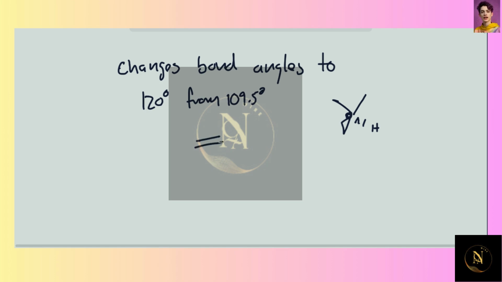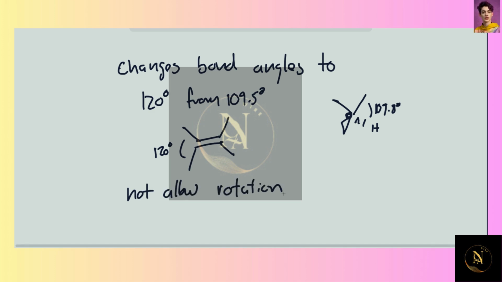Now you've got these double bonds, and everything is 120 degrees instead of 109.5. Also, a double bond will not allow rotation about carbon-carbon bonds, right? So it stops rotation.